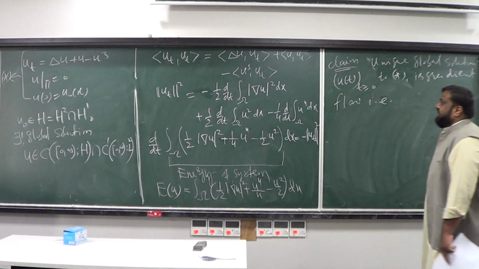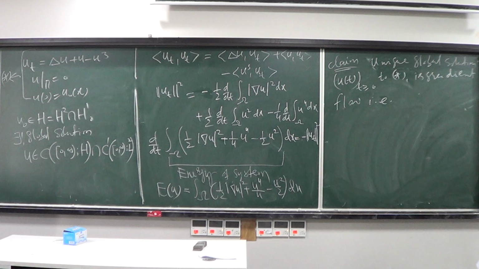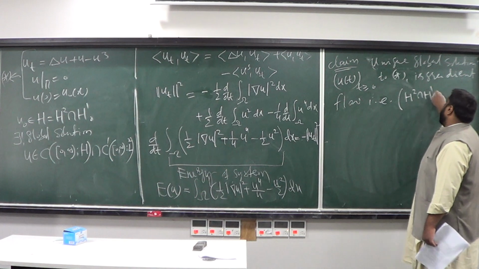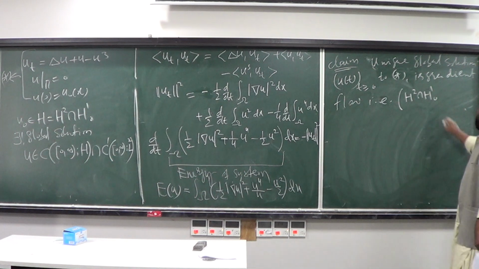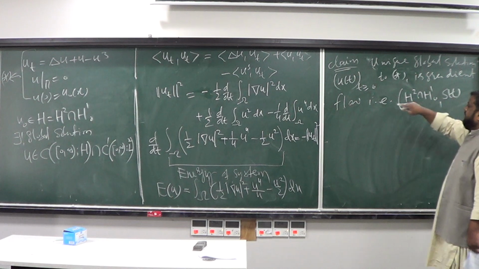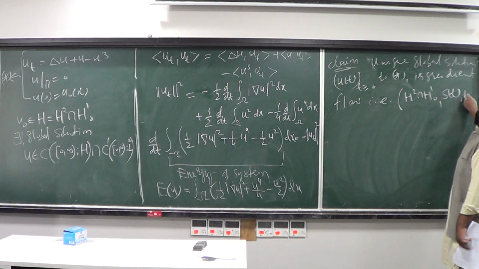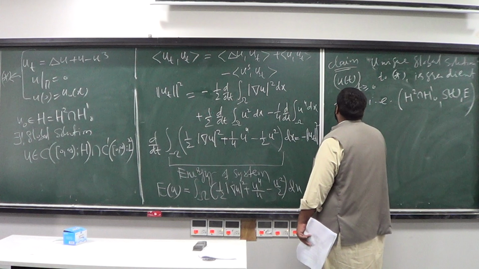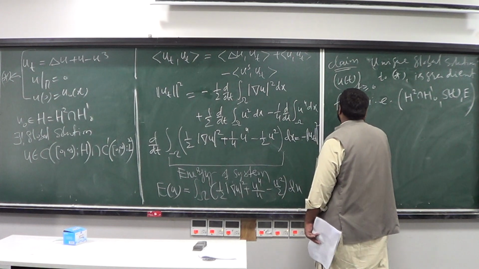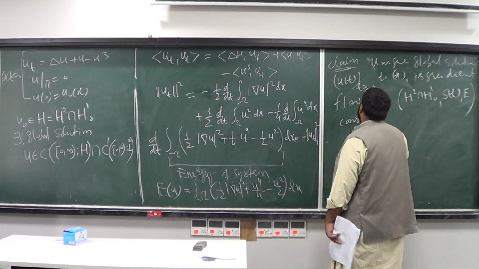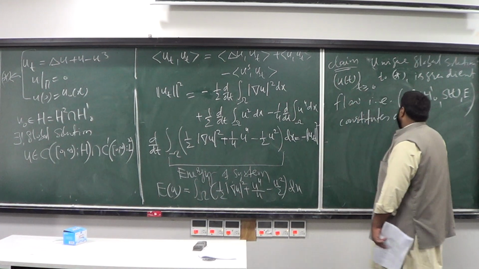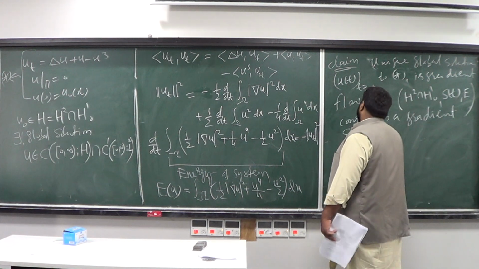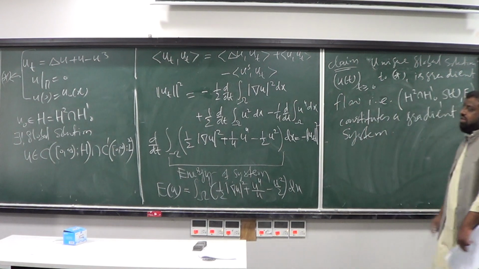How can I show it? That the triplet H2 intersection H1 naught, in other words the H, and the semigroup corresponding to the global solution, and E, the energy of the system, constitutes a gradient system. So that's a gradient system.